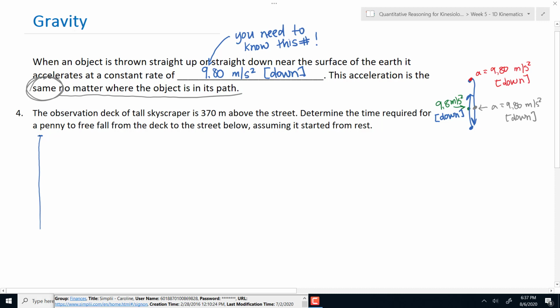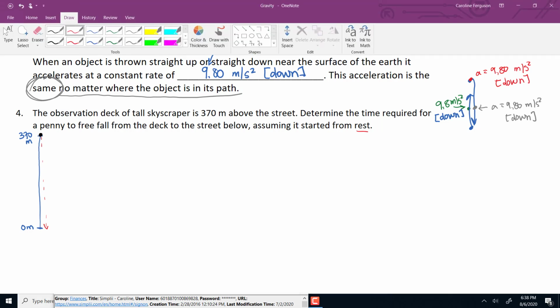There's the observation deck of a tall skyscraper, and it's 370 meters above the street. So let's say this is the street over here. We'll say it's at 0 meters. Then this is at 370 meters. Okay, so this is the penny right here. Determine the time required for the penny to free fall from the deck to the street below. So that penny is just falling straight down, and it's going to hit the ground. Okay, assuming it started from rest. So let's write down all the variables that we know here.